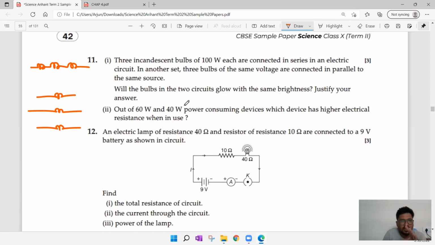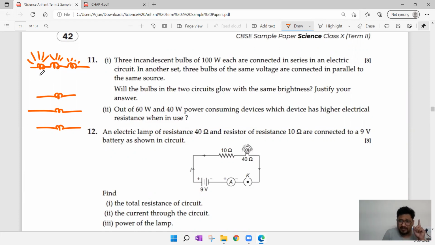Just a fair answer: no, definitely not. In series connection, the first bulb will have very great brightness. Second bulb, brightness will decrease. Third bulb, brightness still further decreases. Why? Because in series circuits, voltages will vary, right? There will be a voltage drop, right?